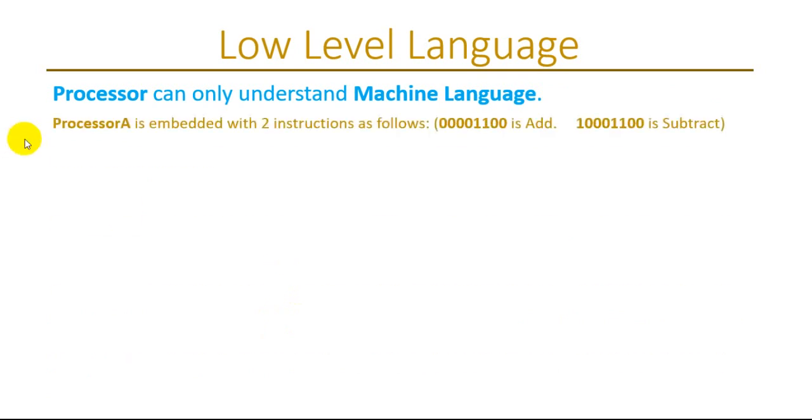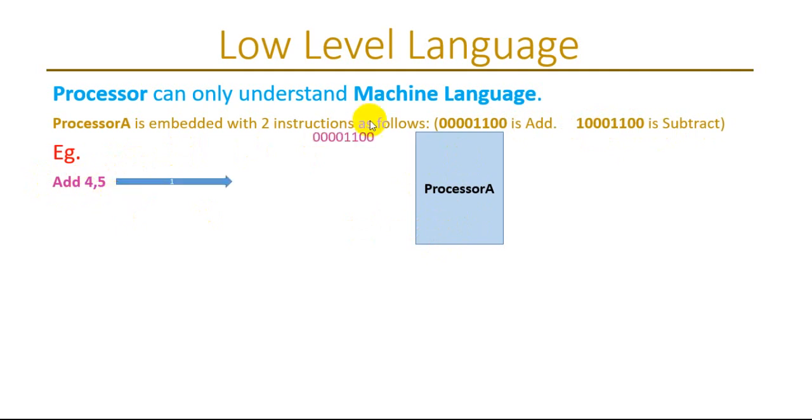So let's take another example to see how difficult or how cumbersome it is. Processor A is embedded with the same set of instructions. Look at 0, 0, 0, 1, 1 is for add, and 1, 0, whatever is for subtract. So for example, you have processor A. If you want to add 4 and 5, you can't say add 4 and 5. You have to say something like this.